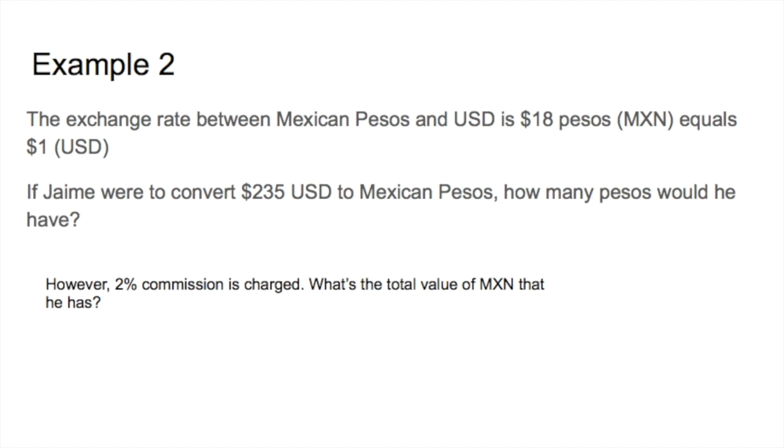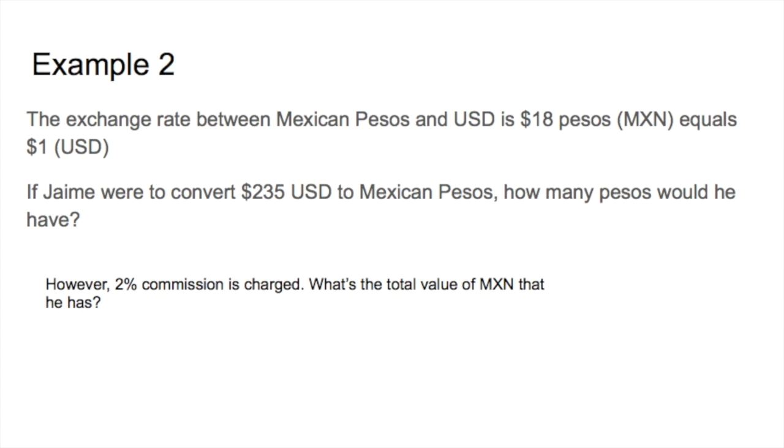On to example 2. We're going to be focusing on dimensional analysis and conversion factor. So it says right here, the exchange rate between Mexican pesos and US dollars is 18 pesos, or MXN, equals $1, 1 United States dollar. So if Jaime were to convert 235 US dollars to Mexican pesos, how many pesos would he have?